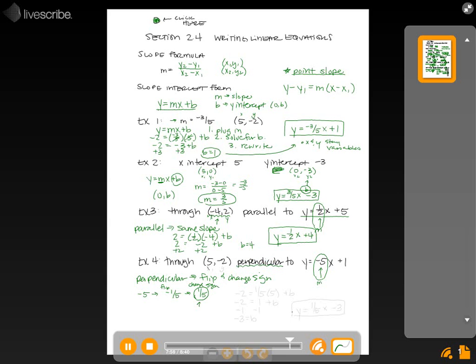We have our slope. We have our point, 5, negative 2. So we're going to plug in. Negative 2 equals 1/5 times 5 plus b. Second step is to solve for b. So negative 2 equals 1 plus b. Subtract 1. Negative 3 equals b. Step 3 is to rewrite. Again, x and y stay variables for this part. y equals 1/5 x minus 3. There's the answer to our problem. Okay? And those are your notes for section 2-4.